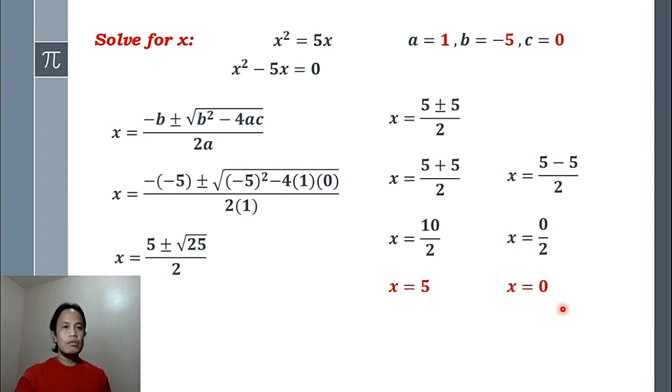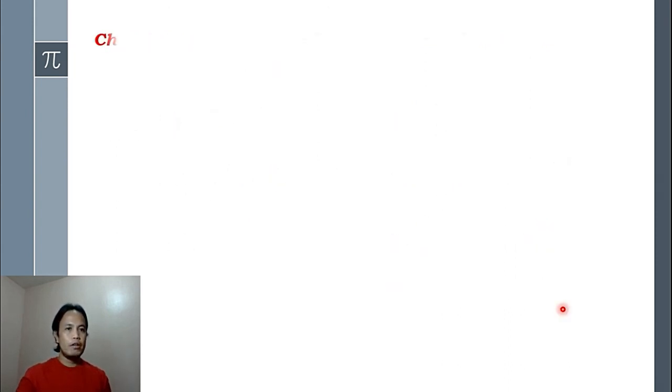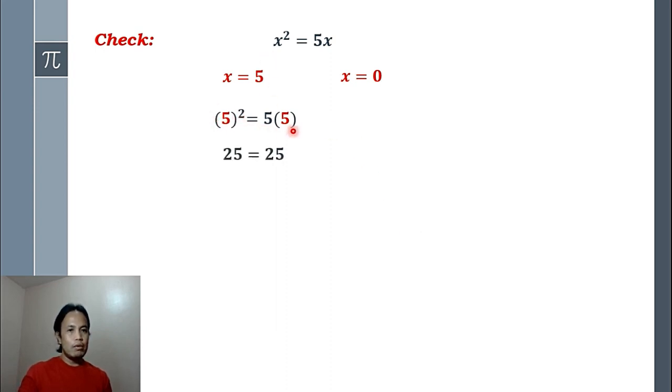Now let's proceed to our checking. Given x squared equals 5x, our original equation, then the values are 5 and 0. Substitute, we have x squared, so this is 5 squared equals 5 times 5, which is equal to 25 equals 25. The same process for 0. So 0 squared equals 5 times 0, so we have 0 equals 0.